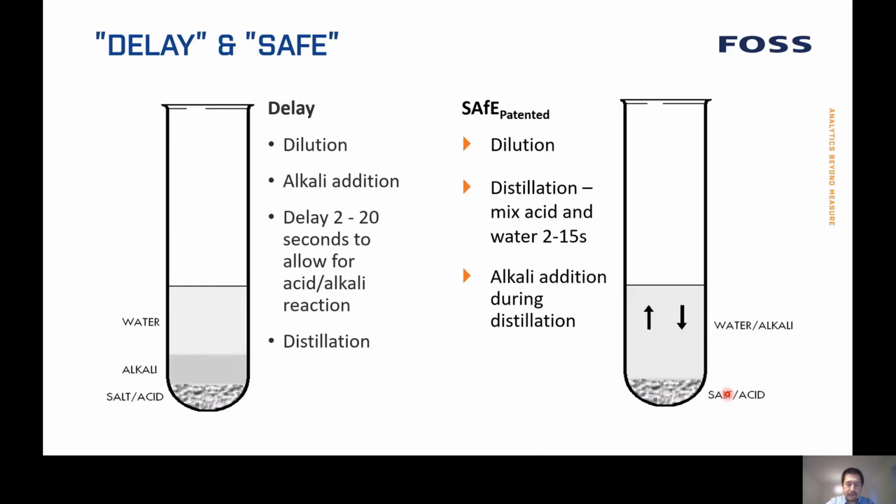Then there can be bumping inside the digestion tube. But we developed another sequence. It's called SAFE, steam addition for equipment. There's dilution, and we have the distillation first, so the steam is added to mix the water and the salt. Then the concentration of this digestion mixture is diluted. After you add the strong alkaline, the reaction can be well controlled.